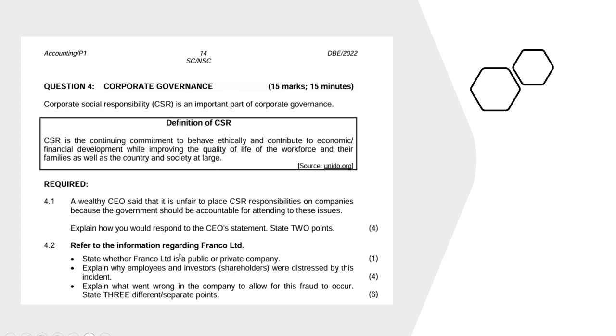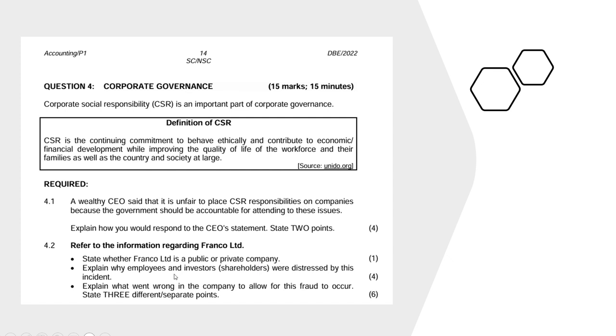4.2 refers to the information regarding Franco Ltd. State whether Franco Ltd is a public or private company. How do you know that? If it's Ltd, then it is a public company. If it's Pty Ltd, it's a private company. This is the easiest question that you find in the exam.